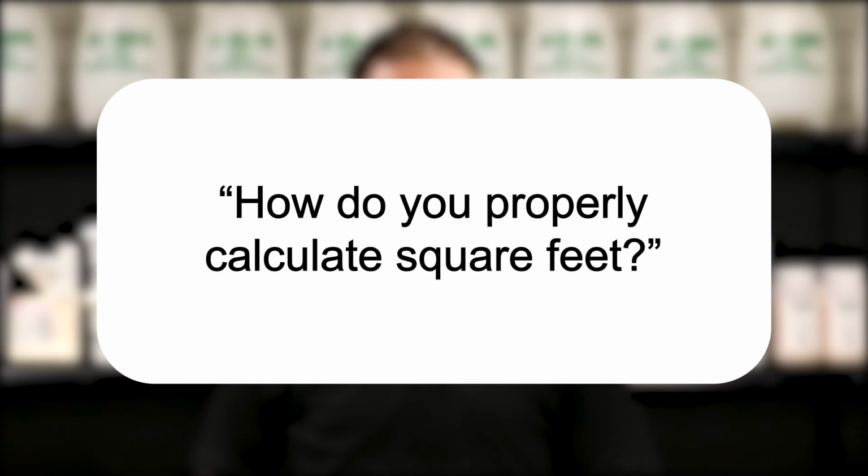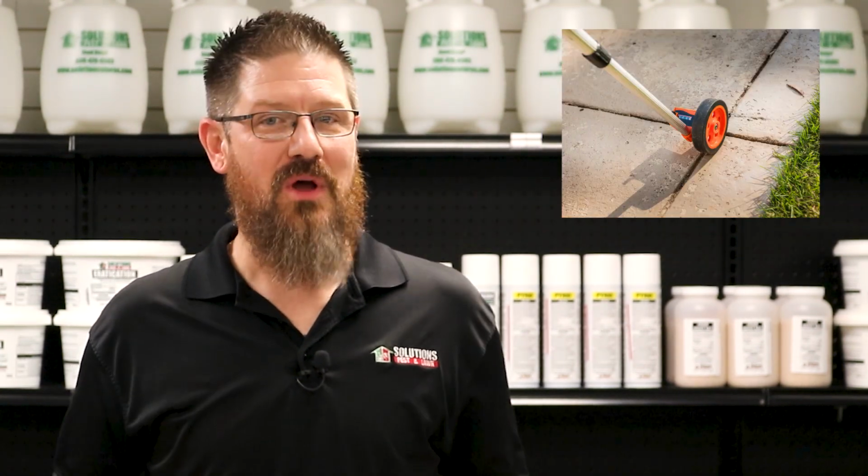Our question today is, how do you properly calculate square feet? In many pest control applications, you'll want to know how big of an area you're treating because this will tell you exactly how much product you're going to need to use. You'll need at least a measuring tape to get the lengths of straight edges. If your treatment area has significant curved edges, then you'll need a measuring wheel. Note down the lengths and prepare to calculate your square footage.